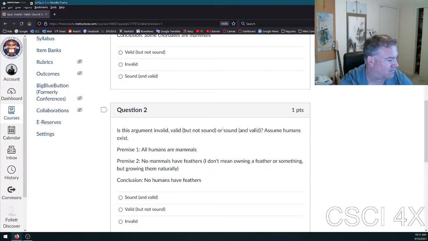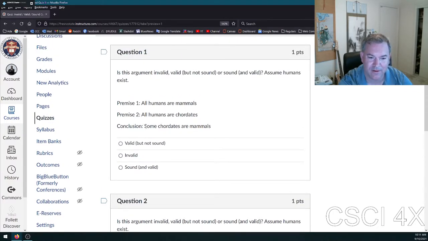I'll just say that "some" makes this argument 1 point away from sound. Some chordates are mammals. I mean, are some chordates not mammals? Like birds, right? All humans are mammals. All humans are chordates. Therefore, some chordates are mammals. It's only true if there is a human, by the way. But I got confused thinking it sounds logical versus it's correct. Yeah, it's normal. It's normal.